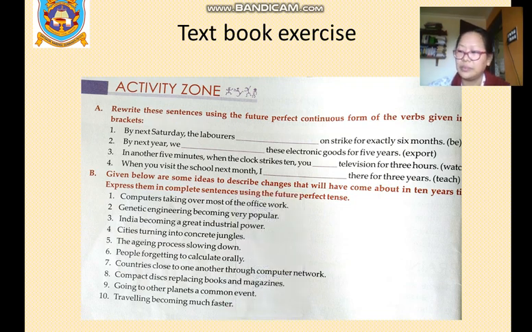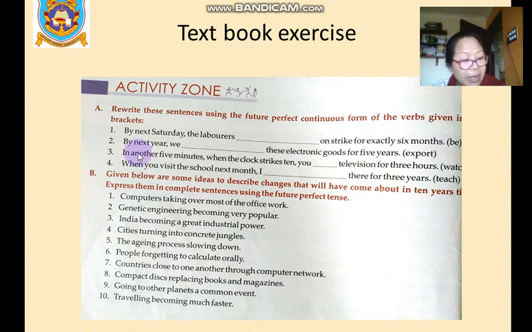Yes, I will explain just maybe the first two of both the exercises. Okay, by next Saturday, in the bracket is given 'be', so in the blank you will write: by next Saturday the laborers will have been on strike for exactly 6 months. Remember, we are using here future perfect continuous tense. So it will be will have been on strike for exactly 6 months.